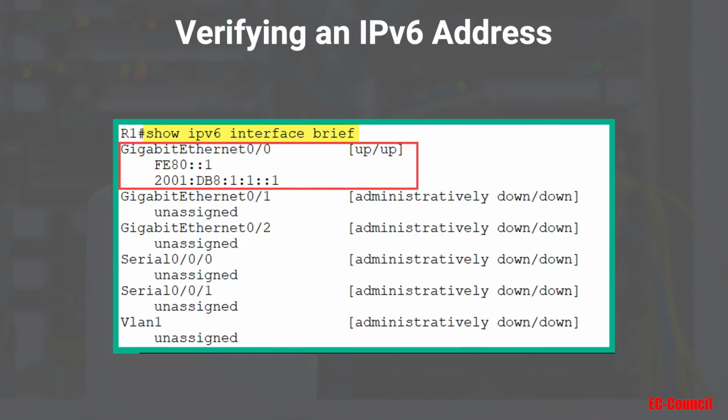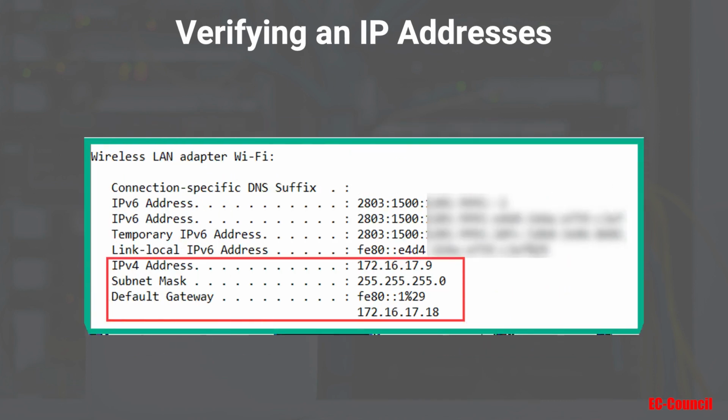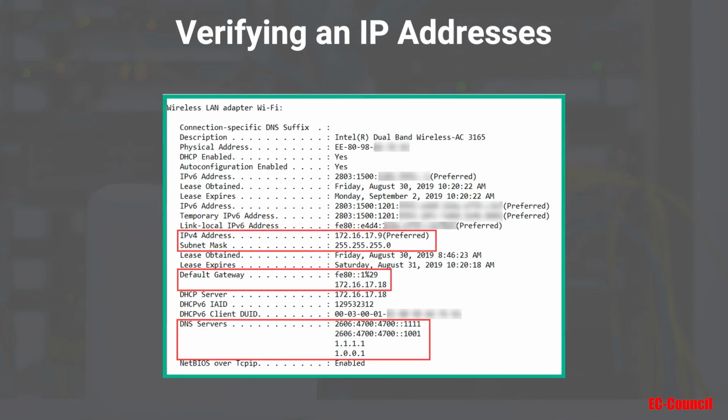Furthermore, you can use the show IPv6 interface brief command. This screenshot is showing you how to verify your IPv6 or IPv4 addresses on a Windows computer. You can simply open the command prompt and use the command ipconfig. With this output, we use the command ipconfig /all. This will give us all the details on the interface.